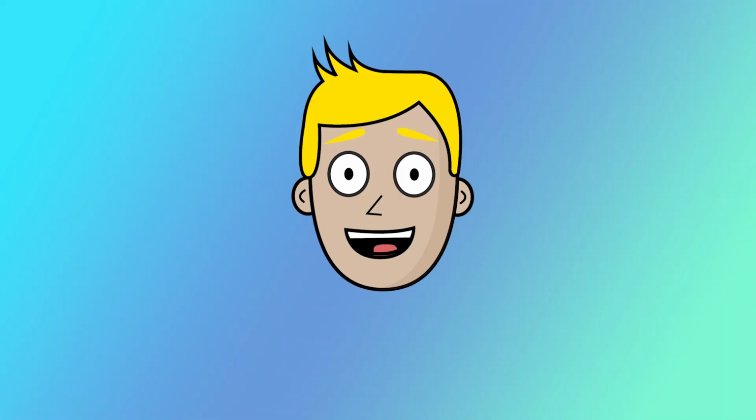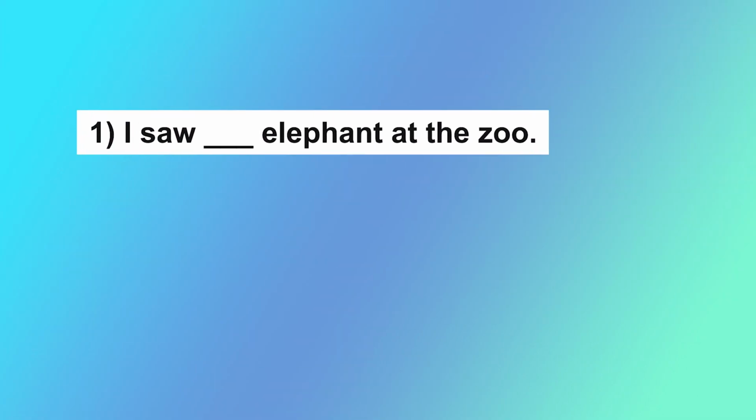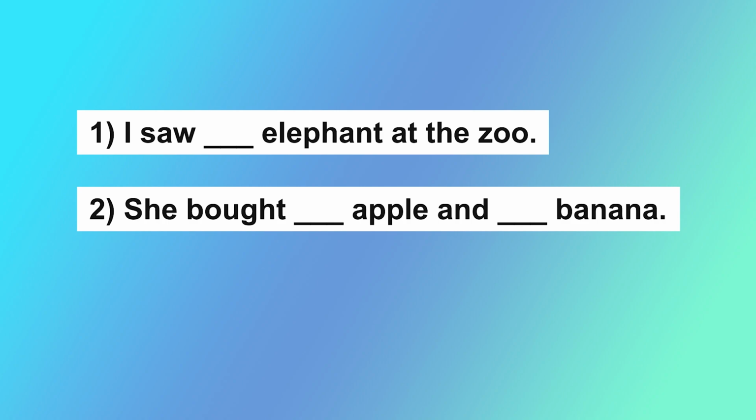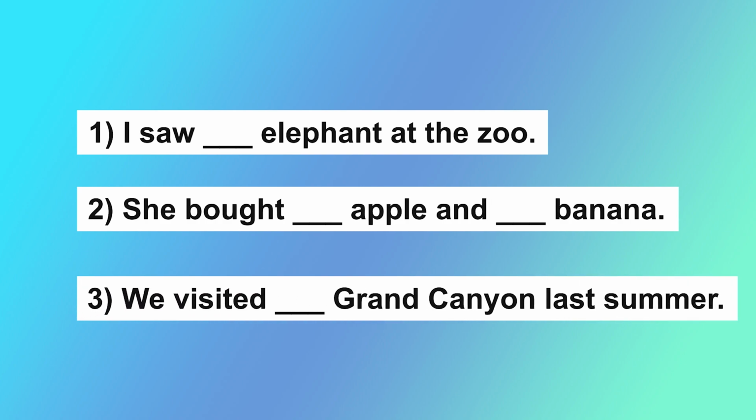Now it's time for us to test our skills. Fill in the blanks with a, an, or the. Number 1. I saw blank elephant at the zoo. Number 2. She bought blank apple and blank banana. Number 3. We visited blank Grand Canyon last summer.